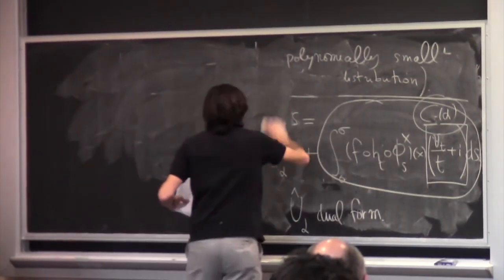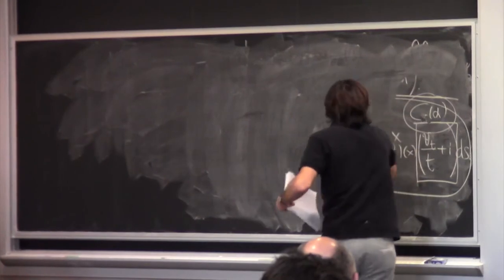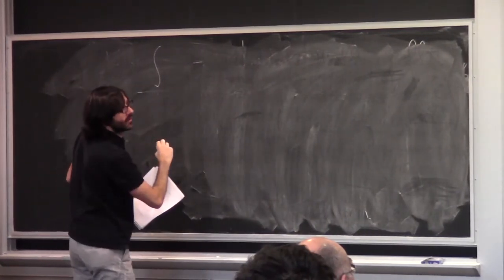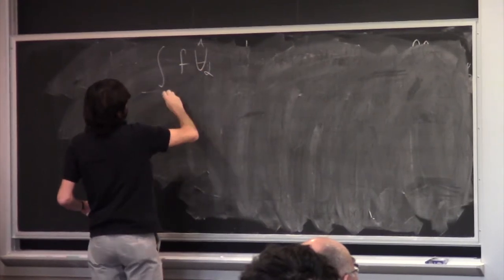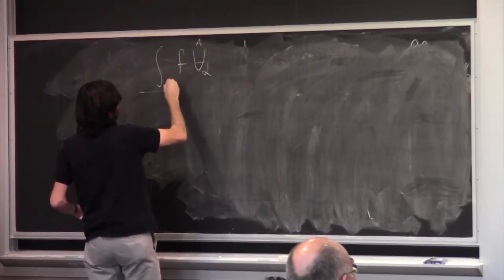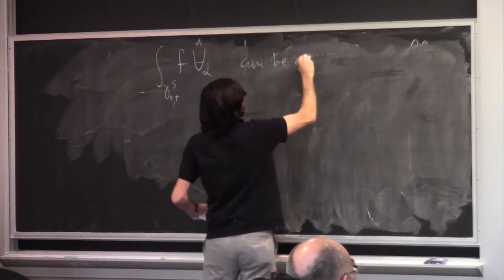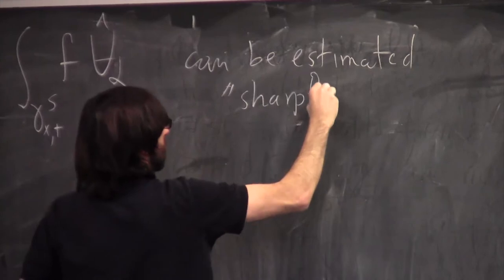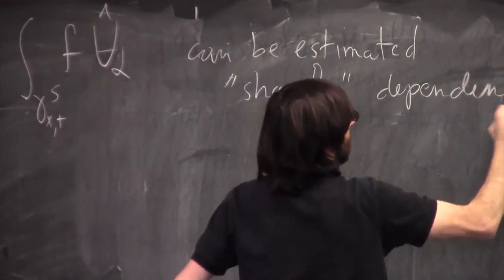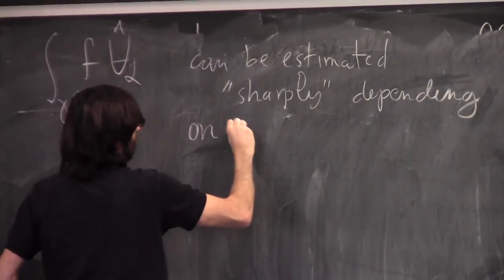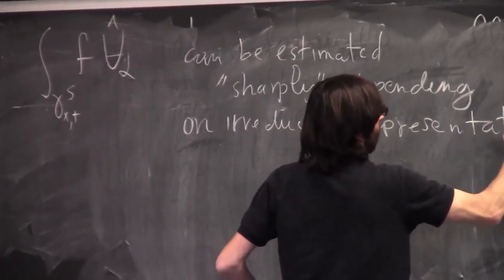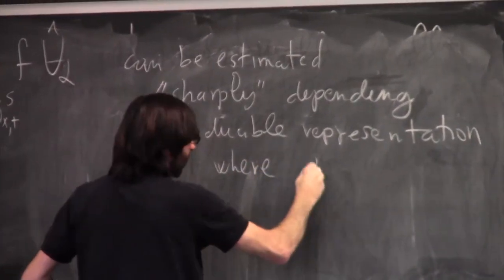So the last thing I should point out is that essentially these integrals of F U hat alpha on the curve gamma XT S can be estimated sharply, depending on the irreducible representation where alpha f is.